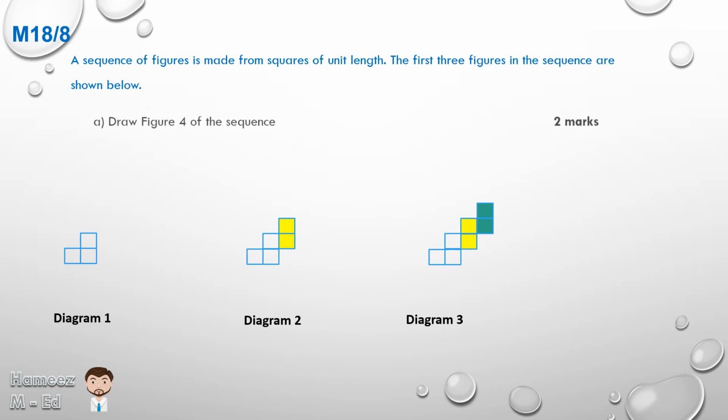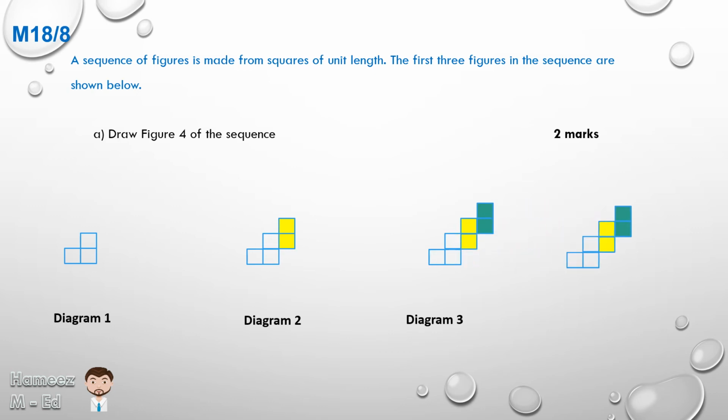Part A, draw figure 4 of the sequence. What we'll do is take diagram 3 and extend it to give us diagram 4. What's the growth? We had 2 yellow squares and then we added 2 green squares. So now in diagram 4, we'll be adding 2 blue squares, and that is our 4th figure.